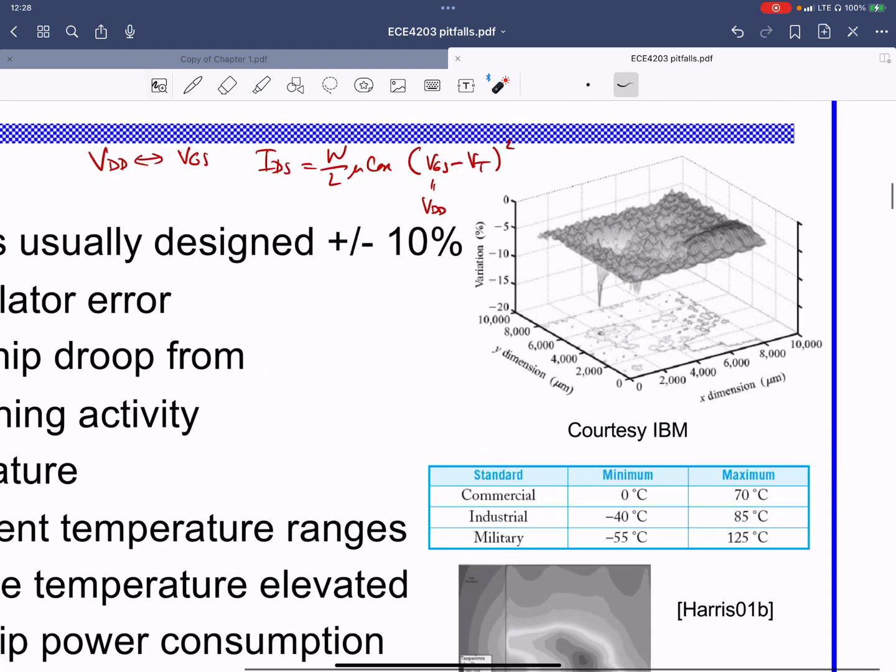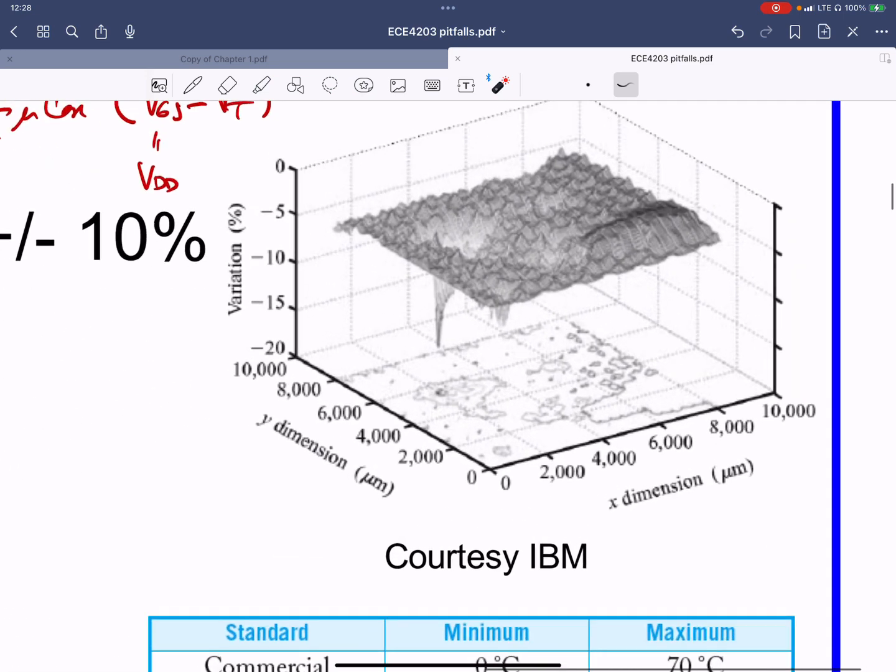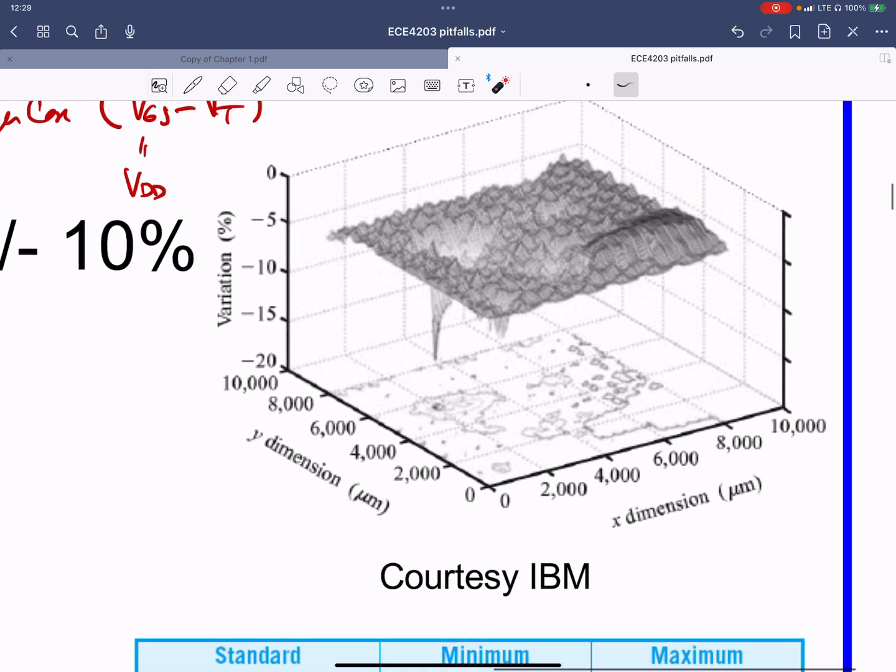Here's an interesting plot. I've got to thank IBM for coming up with these really cool plots, which show the position on the chip and the variation in the supply voltage at different points. And you can see some big parts of the circuit are getting higher voltages. Some big parts of the circuit are getting lower voltages. And then there are significant droops in some local places.